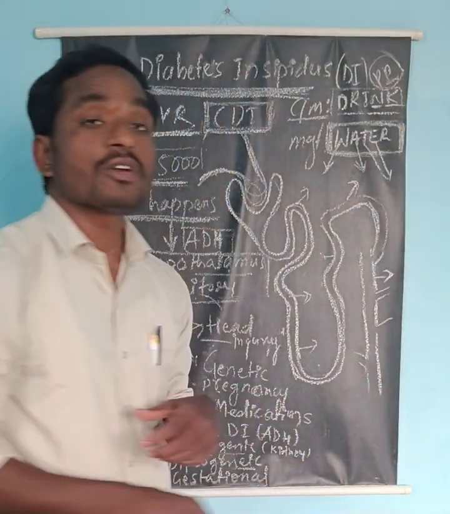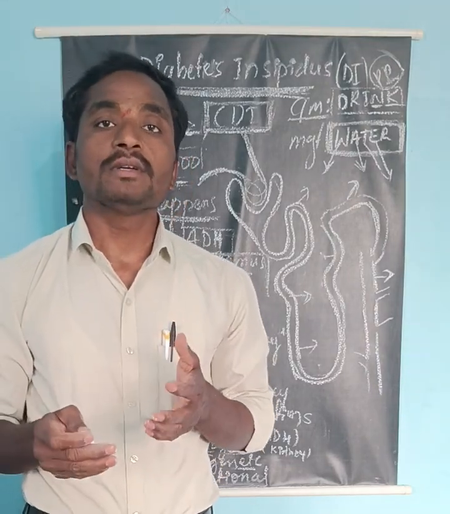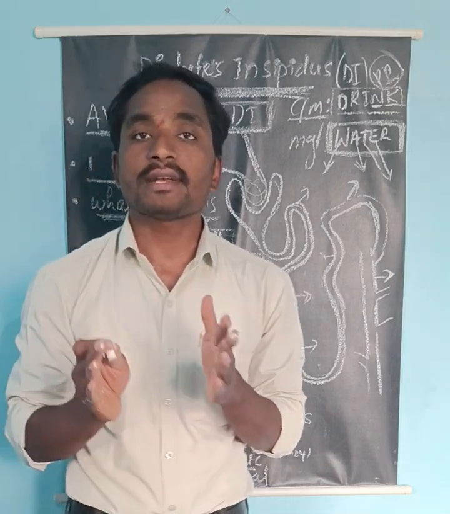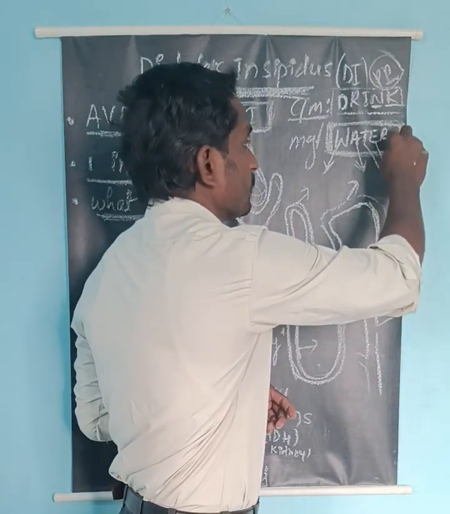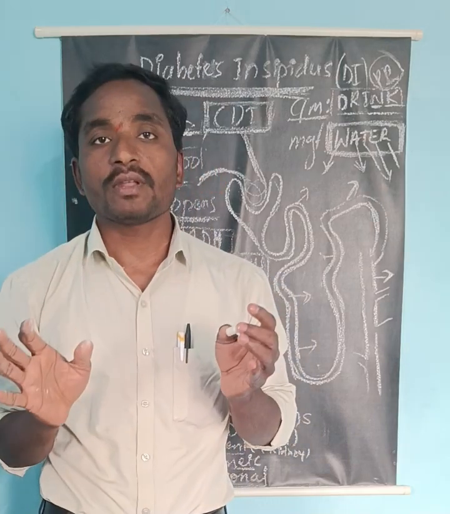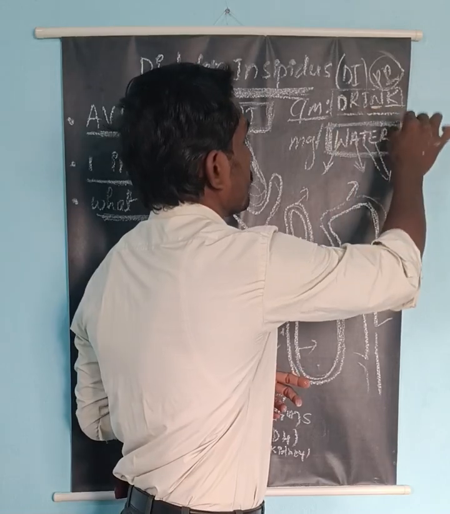T is electrolyte balance. The electrolyte balance is also very important, because of the loss of water and also the loss of electrolytes. For that reason, concentrating on the electrolyte balance is very important. R is recording the intake and output chart. This is also very important. These are the points to manage diabetes insipidus.